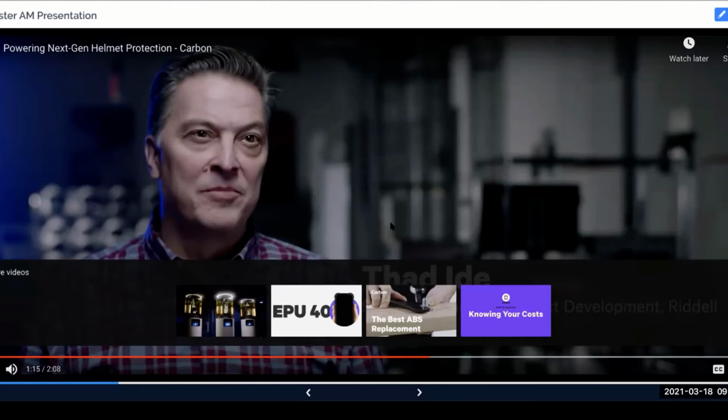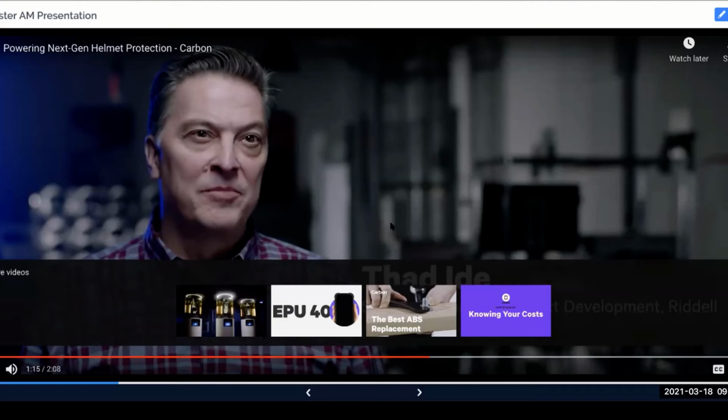And so Riddell has been 3D scanning athletes' heads for like 20 years because they make custom molds for foam liners, and they cast the foam specifically for each athlete's head. So Carbon said, hey, you have the digital files. We think we can do the casting part better. Can we team up on this? And so Carbon worked with them. They gave them the files of the athletes' heads.